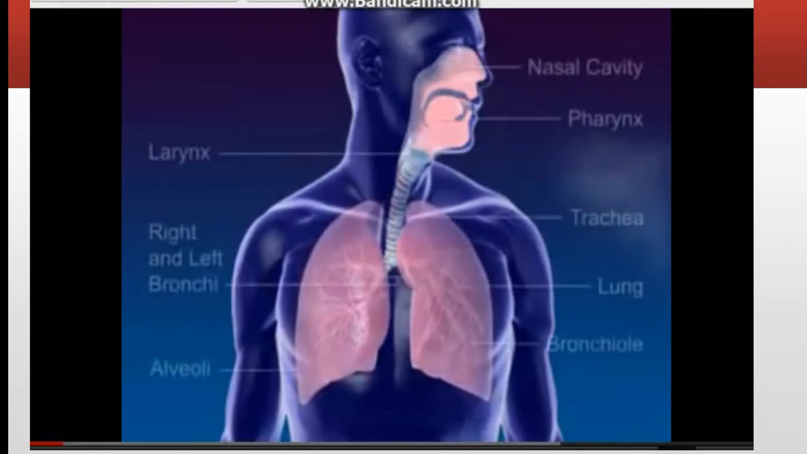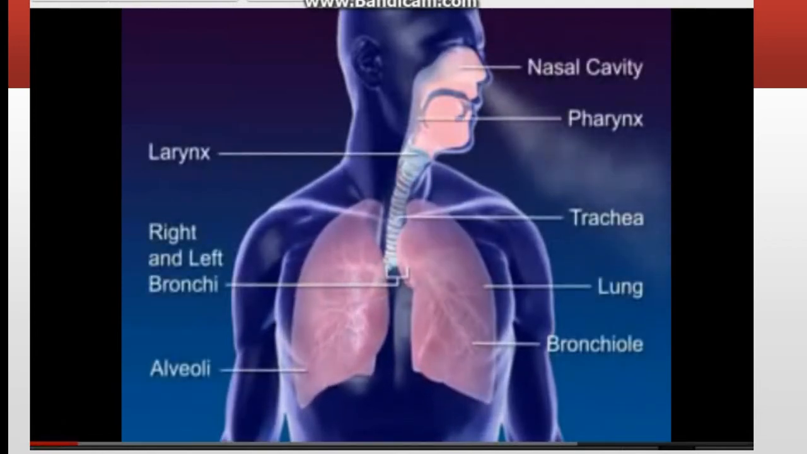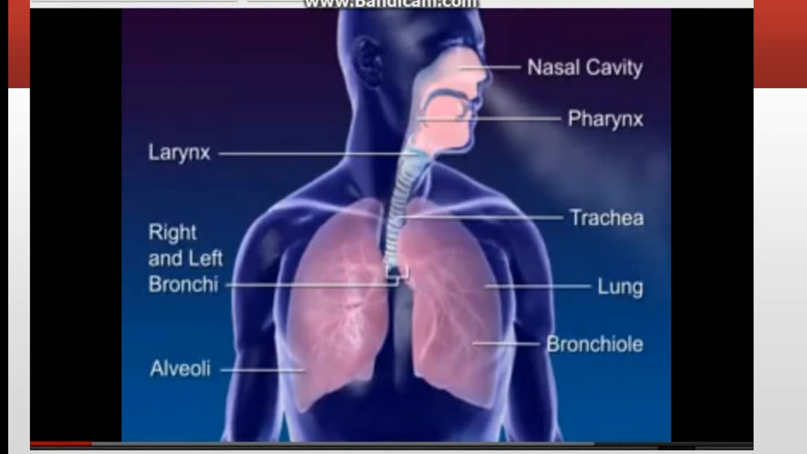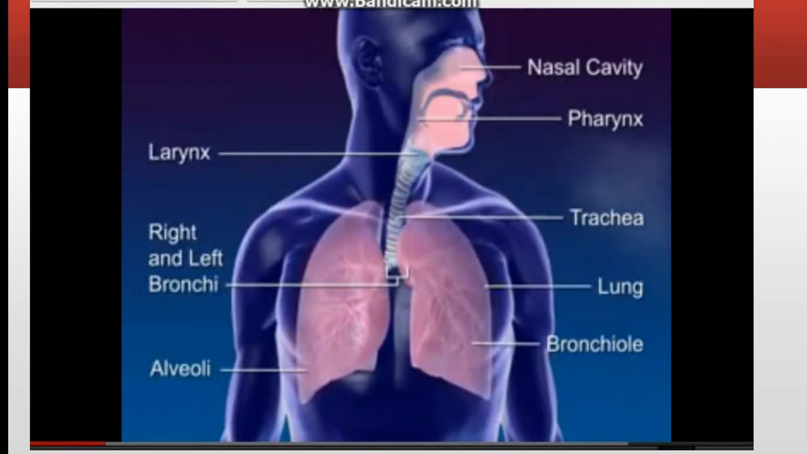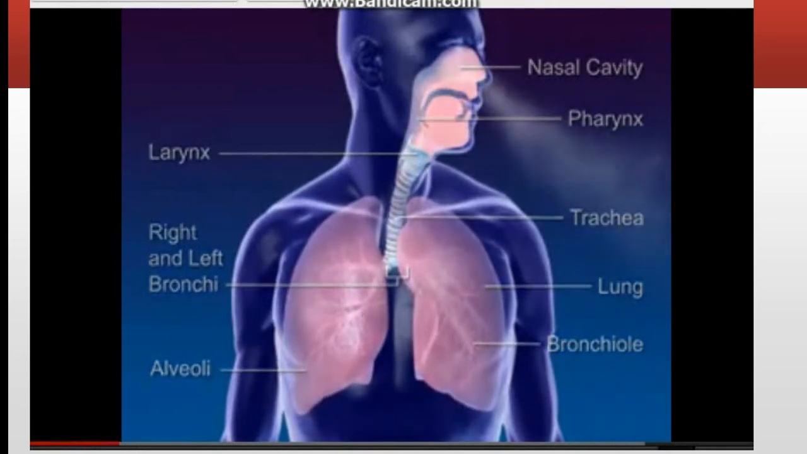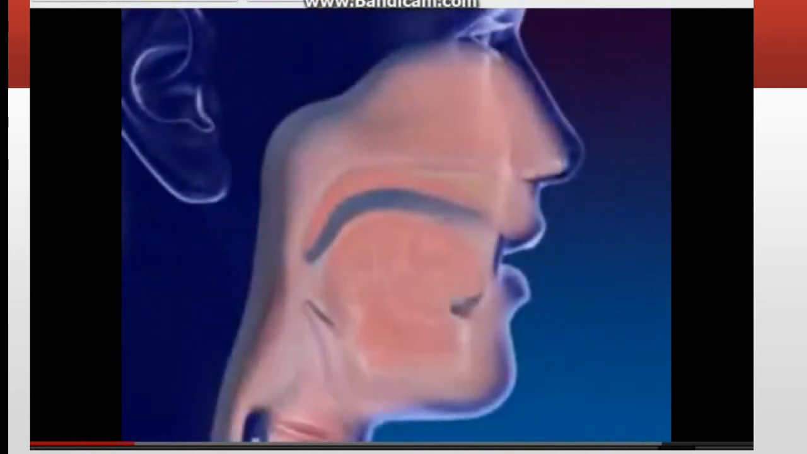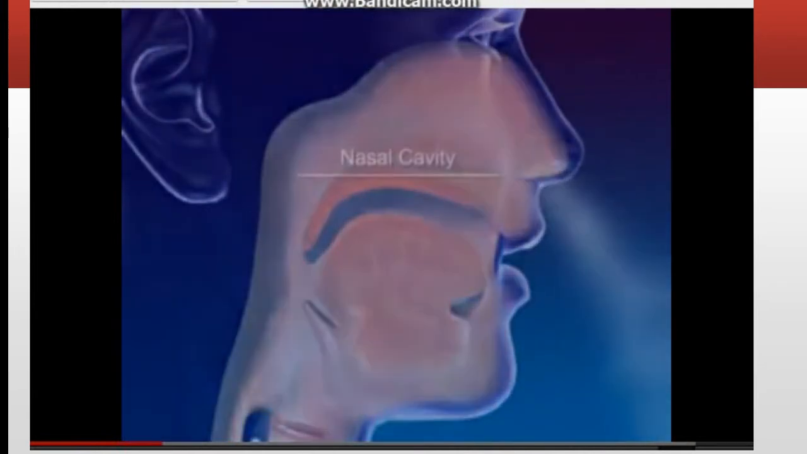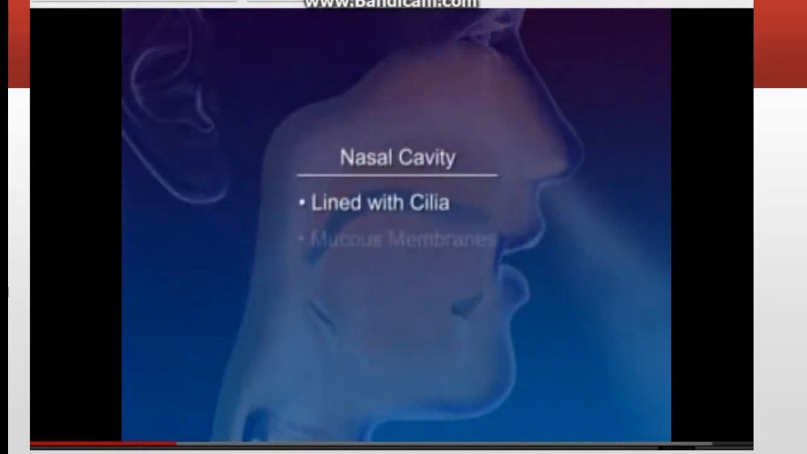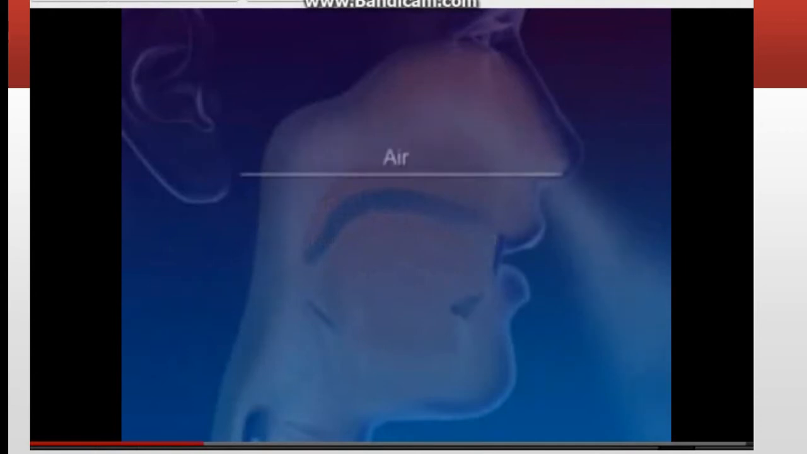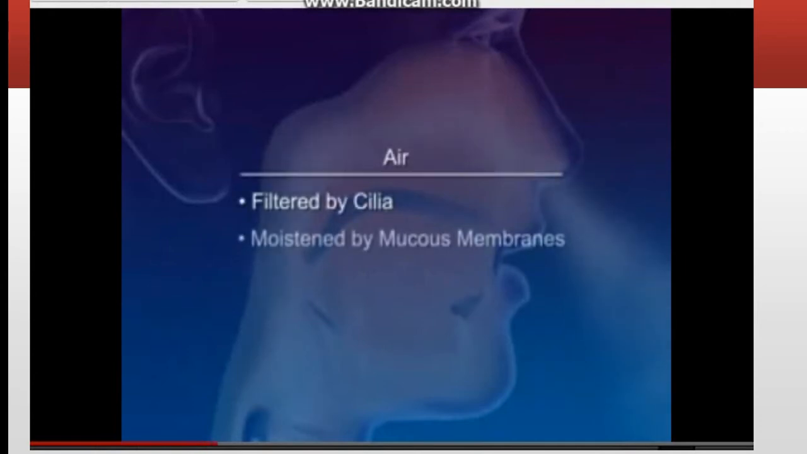The respiratory system moves air through the nose, pharynx, larynx, trachea, and bronchus to the alveoli, where the gas exchange between oxygen and carbon dioxide occurs. Nares are the openings to the nose. The nasal cavity is lined with cilia, mucous membranes, and blood capillaries. The air is filtered by cilia, moistened by mucous membranes, and warmed by the blood.